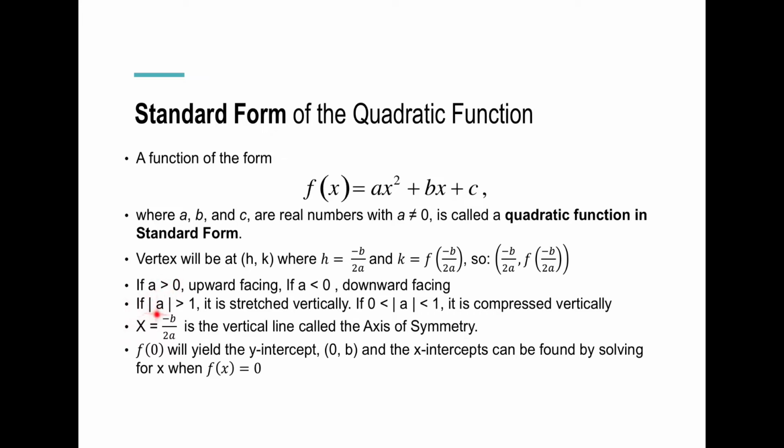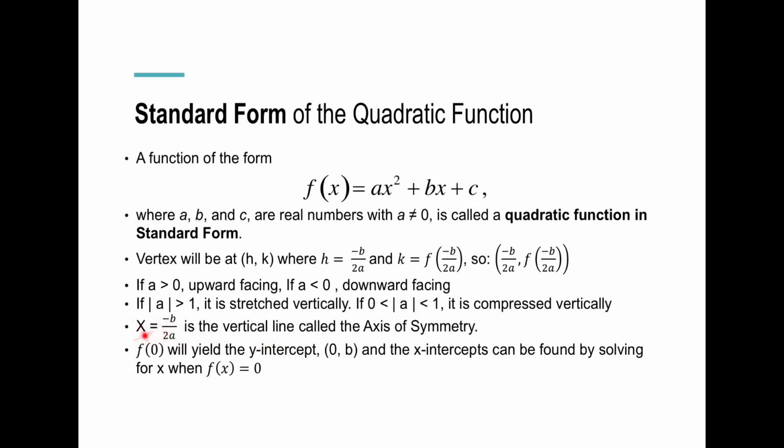Also, if a is a value greater than 1, and I take the absolute value of a, because whether a is positive or negative, that's what determines if it's upward or downward facing. But looking at the absolute value of it, if it's a value that's more than 1, then it's stretched vertically. And it can be stretched vertically going up or going down. But if the absolute value of a is a fractional value, like a half or a third, then we are going to see it visualized as a compressed parabola.